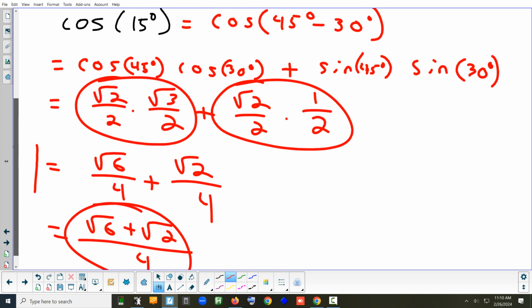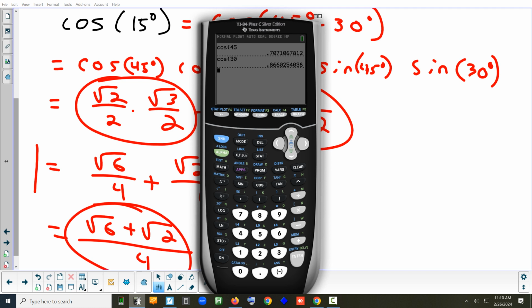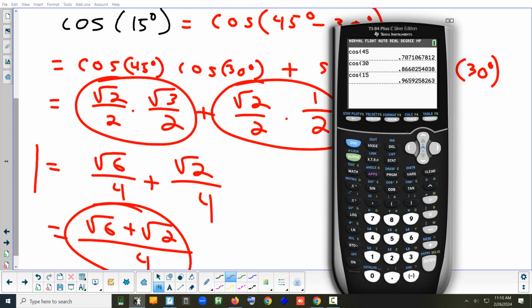How could we check, just to make sure we did it right? Yeah, we just type it in. Let's type in the cosine of 15. Okay, we're going to get that decimal. Now let's type in what we got, see if it comes out the same. So type in square root of 6 plus square root of 2, over 4. The x value for 15 degrees. Exactly the same thing.